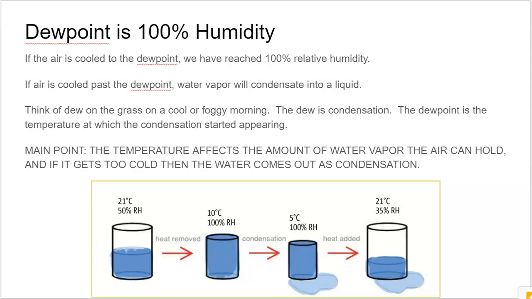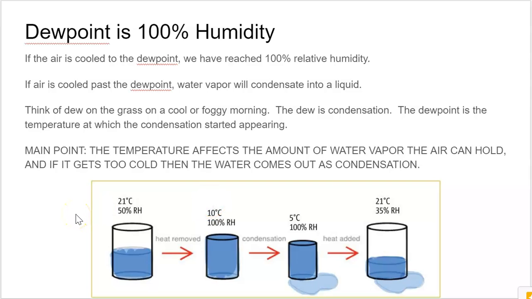So if we continue cooling the air past the dew point, what will happen? It can't hold that water vapor. It literally spills out. And we call that condensation. When it happens on a surface, we call that dew, like on grass. And so that's where I think the name dew point comes from. The dew on grass is the temperature at which we have dew, the dew point.